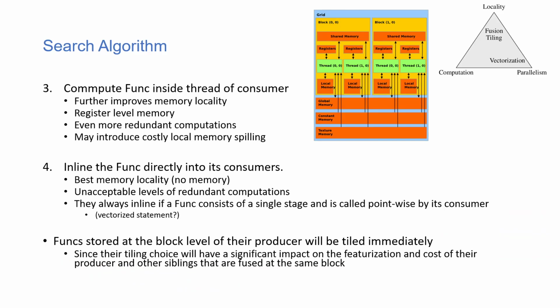The other option is using compute at the inner dimension, which is a thread dimension, rather than the block dimension, which is the outermost. In this case, instead of putting both computations in the block, we put them both at the thread level, and at that point you can reuse registers and local memory, so it improves memory locality, but you also get more redundant computations and may introduce costly local memory spilling because there's not enough space. So those are things that have to be considered in the cost model, the hardware memory capacity.